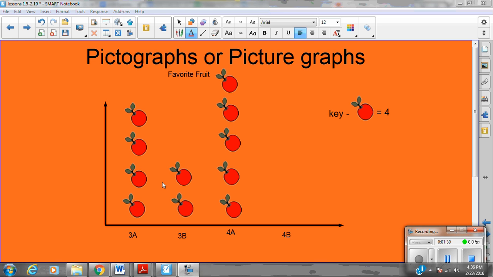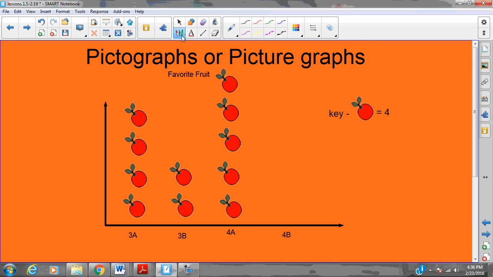So say for instance we took a survey, which is just asking questions, and we got this many people to say that apples were their favorite. So because we have 4 pictures of an apple here, I'm going to count each apple as 4. So I'm going to count by 4s here. And just for today to show my work, I'm going to write the numbers in. So we have 4, 8, 12, 16. So I can know from the data that 16 people in 3A chose apple as their favorite fruit.